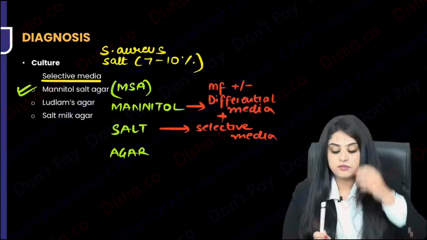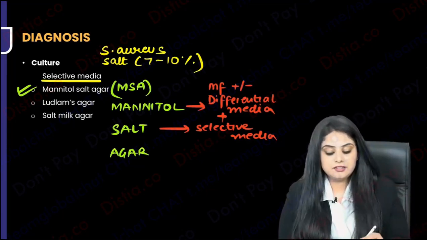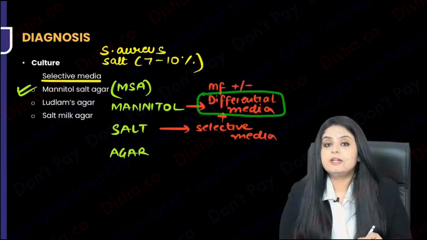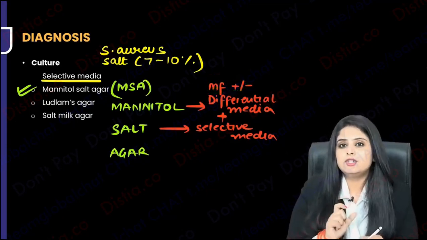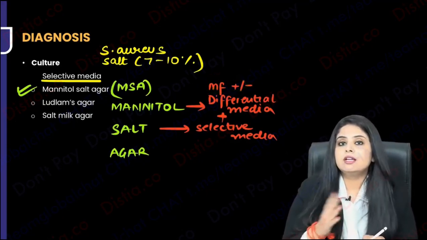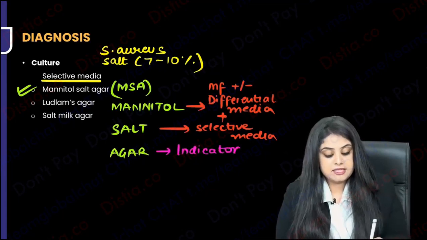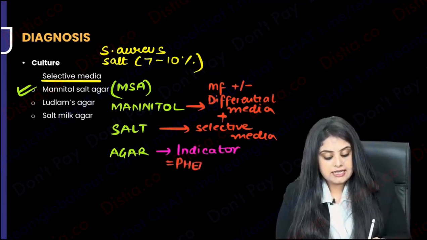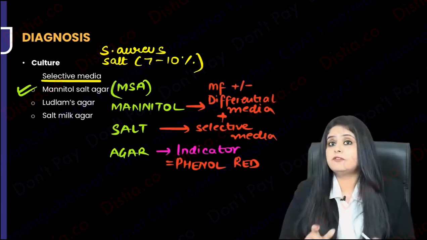So many fermentations we will study, but you will eventually tell me, ma'am, now I realize that everywhere when I want to tell a difference, like mannitol fermented or not, I will tell you by a color change to yellow or color change to something else. So that means everything is going to have an indicator. That indicator will tell me whether the color changed or not, and the indicator over here is phenol red. So when the red color changes, I will get to know that mannitol fermented.